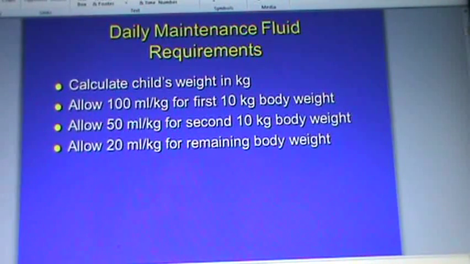Calculate the child's weight in kilograms. Allow 100 milliliters per kilogram for the first 10 kilograms of body weight, 50 milliliters per kilogram for the next 10 kilograms of body weight, and then 20 milliliters per kilogram for the remaining body weight.